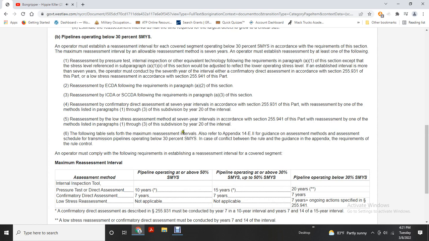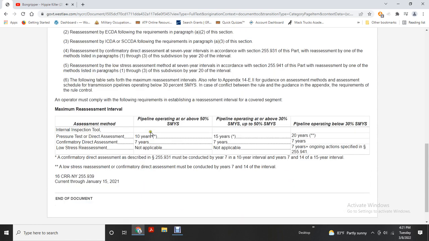The following table sets the maximum allowable reassessment interval, as in Appendix E2 guidance: assessment method and reassessment schedule for transmission pipelines operating below 30% of specified minimum yield strength. In case of conflict between the rule and the guidance appendix, the requirements of the rule control. The operator must comply with the following requirements in establishing the reassessment interval for a covered segment.